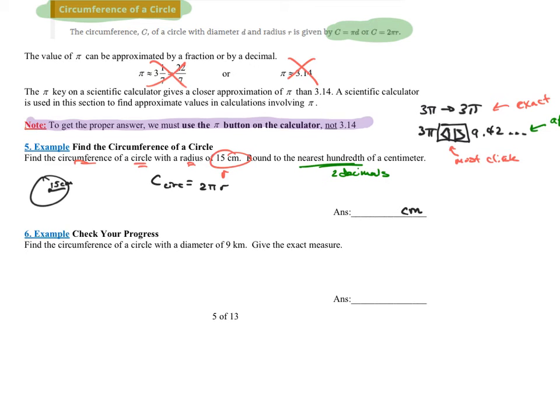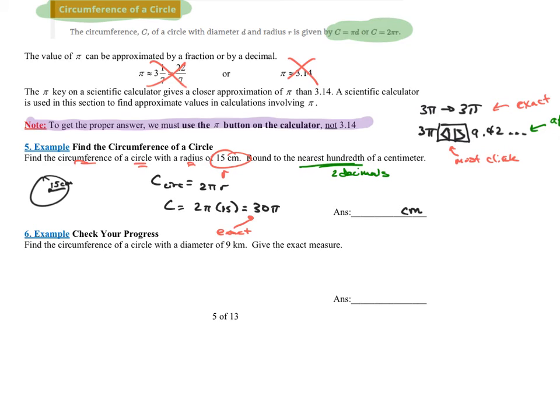I have identified my variable. I've identified the formula. So now I can just plug it in. This would be 2 pi times 15. And if I put 2 pi times 15 into my calculator and hit enter, it's going to tell me the answer is 30 pi. Again, this right here is called the exact answer. And it didn't ask for the exact answer. It wanted us to round to 2 decimal places.